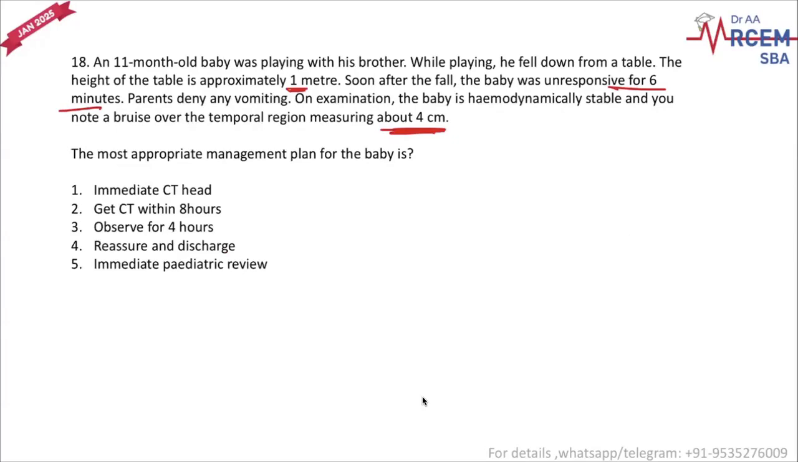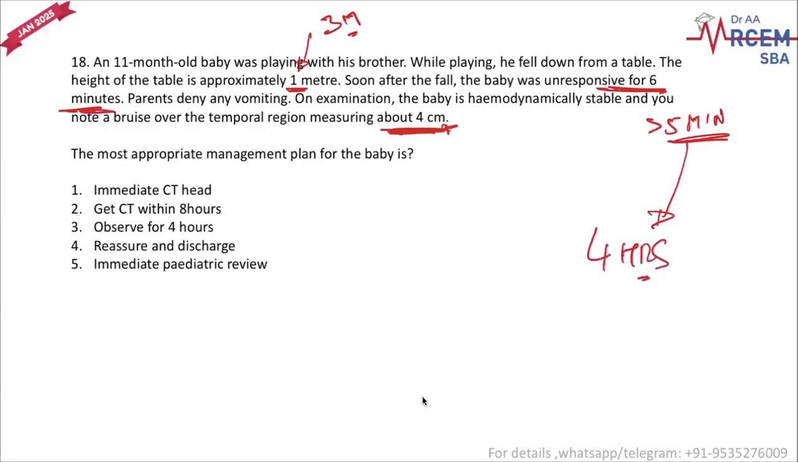Okay, approximately 1 meter. 1 meter is not a dangerous mechanism of injury. It is 3 meters that we'll be looking at. He has a significant loss of consciousness. Anything more than 5 minutes is taken as significant loss of consciousness. This is only 4 centimeters, so we can ignore that part also. So you have only significant loss of consciousness, so it requires an observation for 4 hours. In these 4 hours, you will be looking for any further episodes of vomiting, and whether any further episodes of disorientation are present. Then you will go ahead and get a CT scan done.